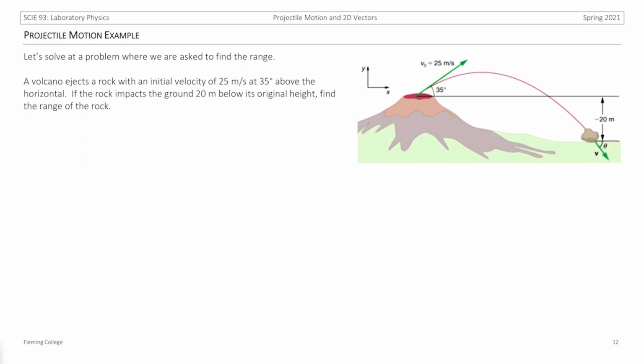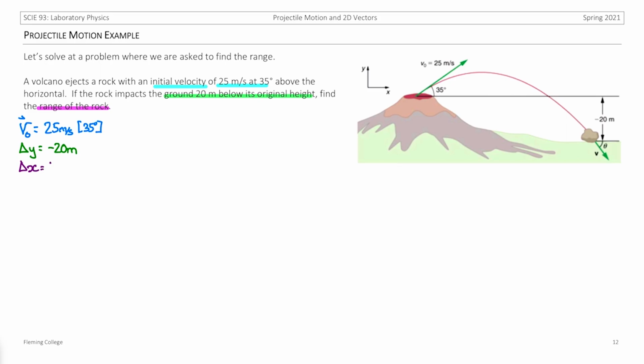So now that we know what's going on, let's read the problem again to get our given quantities. We're given an initial velocity of 25 meters per second with a direction of 35 degrees. We have a vertical displacement of negative 20 meters, which follows the conventions we have for our positive x and y direction. And if we're looking for the range, that means we are looking for the horizontal displacement, or the change in x.